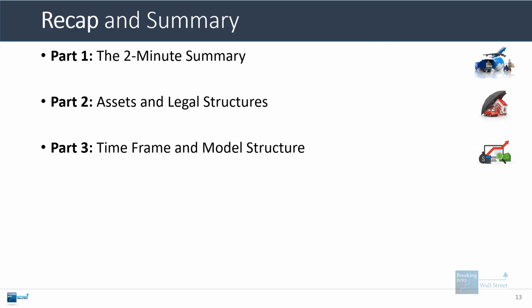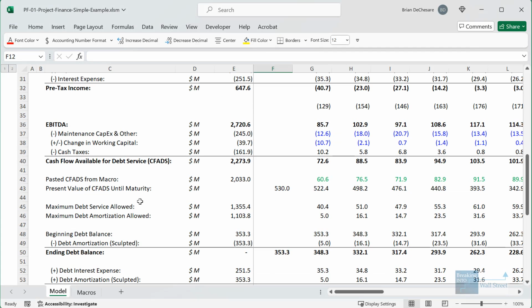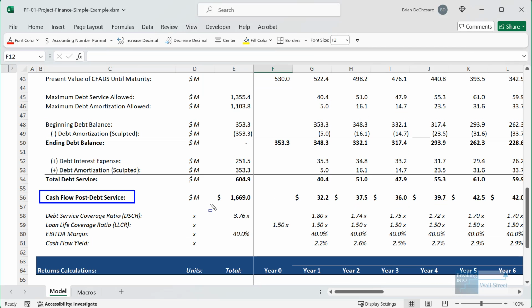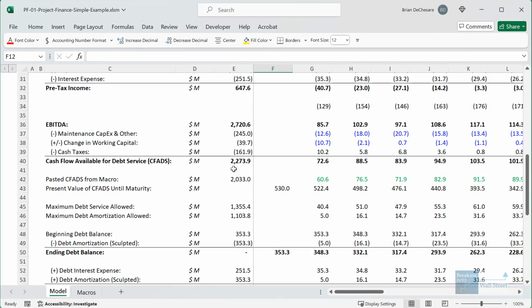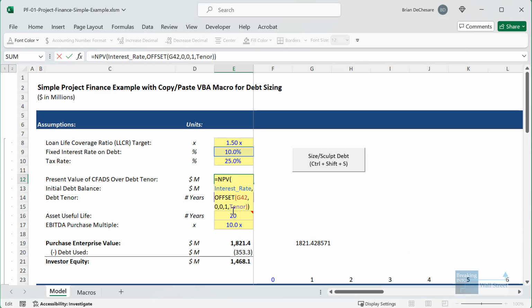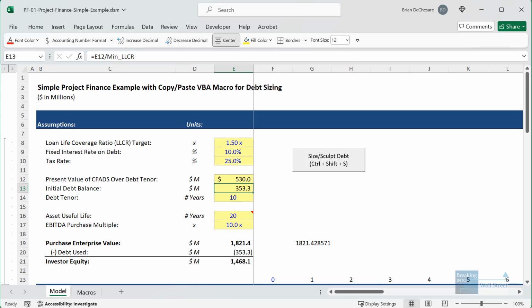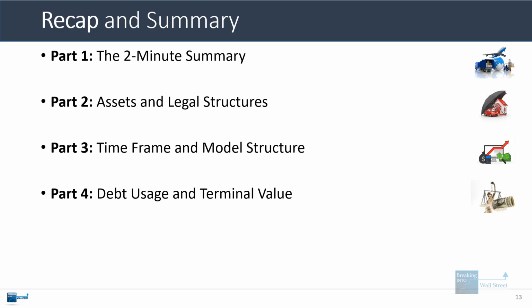With the model structure, there is a very heavy focus on different types of cash flow. Cash flow available for debt service, cash flow post-debt service, cash flow to equity. Those are the types of metrics you focus on over these 20 or 30-year models. The debt is sized and sculpted, and I showed you an example here where we take the present value of the cash flow available for debt service over the 10-year life of this debt. We divide by the loan life coverage ratio to get the initial debt balance. We size and sculpt everything using some simple VBA code.